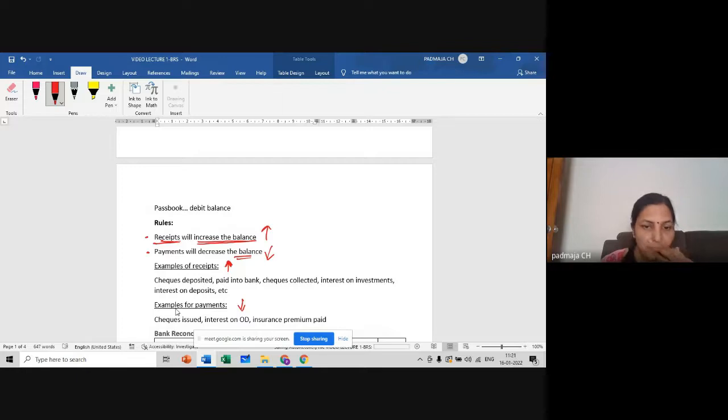In the same way, when we look at the examples of payments like check issued, interest on overdraft, insurance premium paid by the bank, these are considered to be payments. If these items are there, what will happen to the balance? Balance will decrease. So remember this rule. What is it? Receipts will increase the balance, payments will decrease the balance. Now look at the problem.